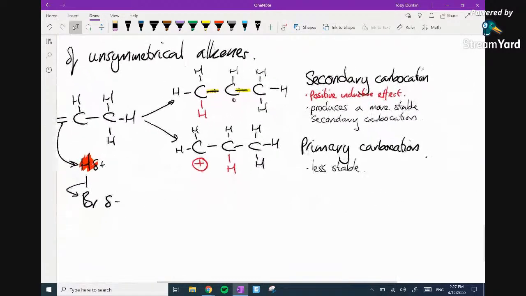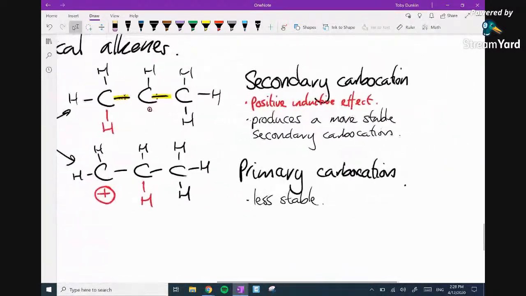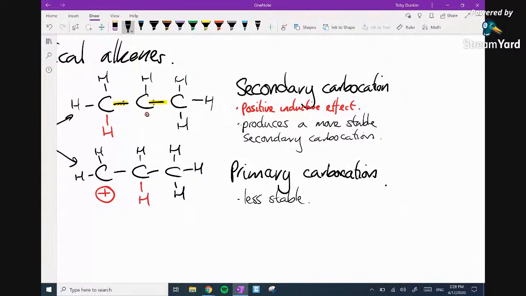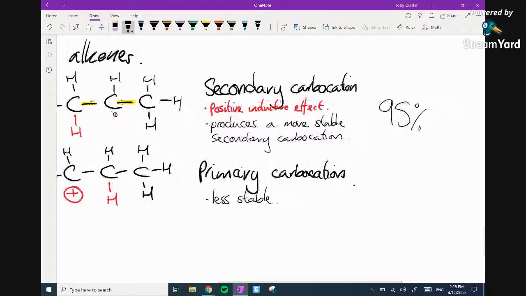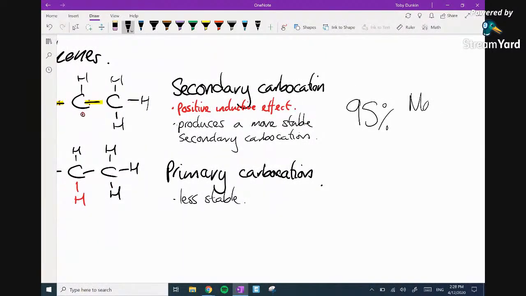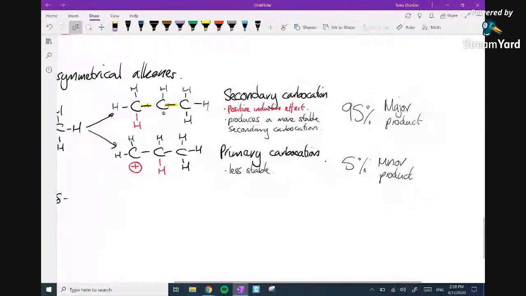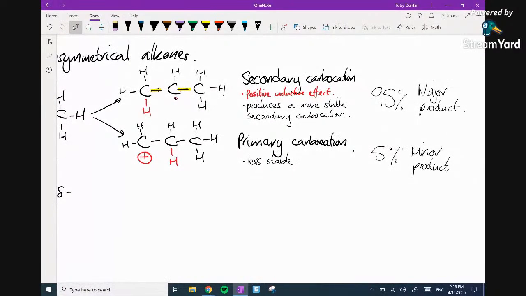So what that now means is we're going to get a really odd distribution. We get 95% of this one, and that is now called the major product. And we're going to get 5% of this one, commonly called the minor product. So you will get a bit, but just not much. I shouldn't really call them products because at the moment these are intermediates, but I don't really mind doing that in a minute.